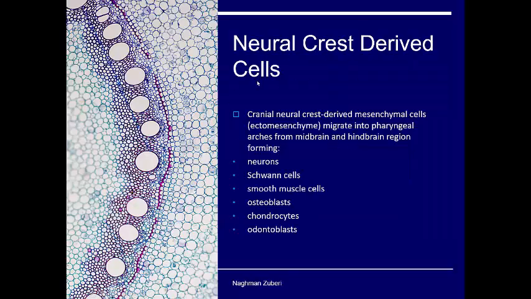Neural crest cell derivatives. Cranial neural crest derived mesenchymal cells, ectomesenchyme, migrate into the pharyngeal arches from midbrain and hindbrain region, forming neurons, Schwann cells, smooth muscle cells, osteoblasts, chondrocytes, and odontoblasts. We have already discussed about it. Odontoblasts are coming from the neural crest cells from the ectomesenchyme.